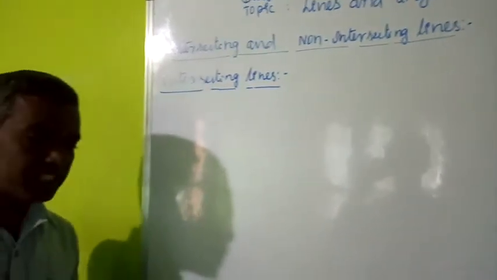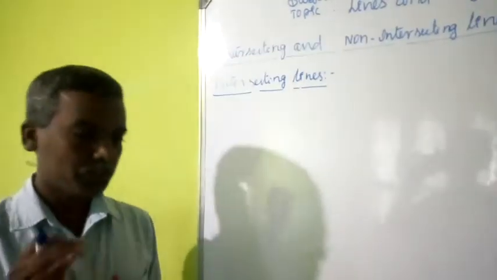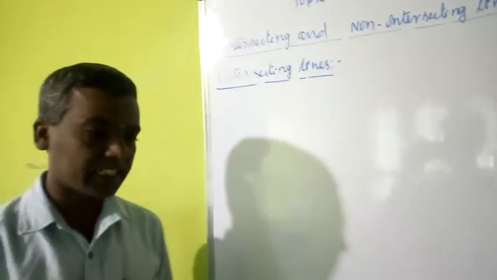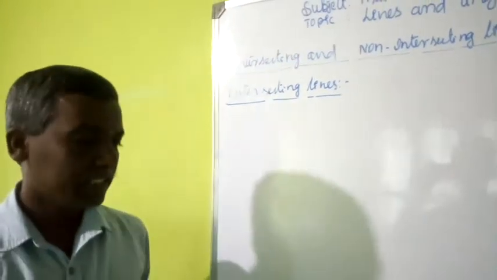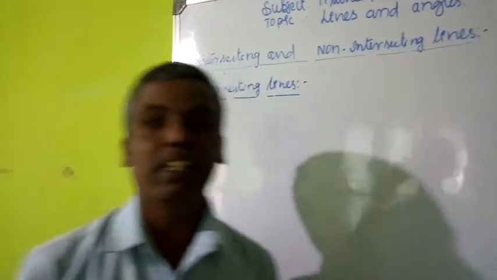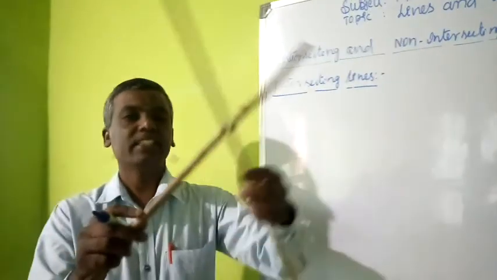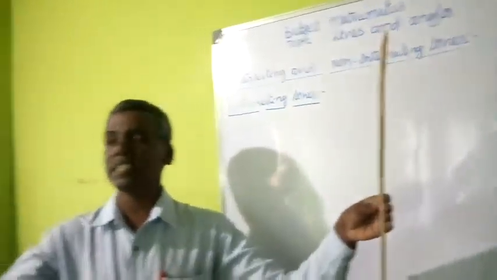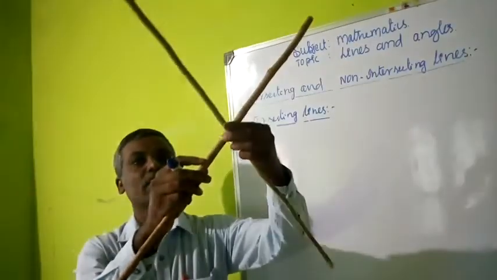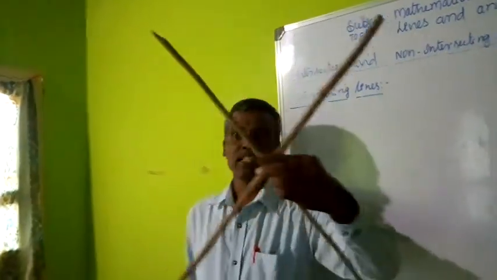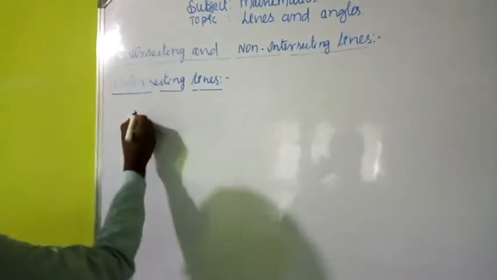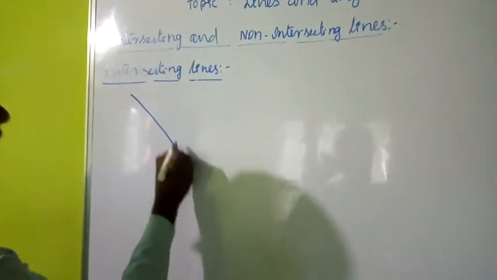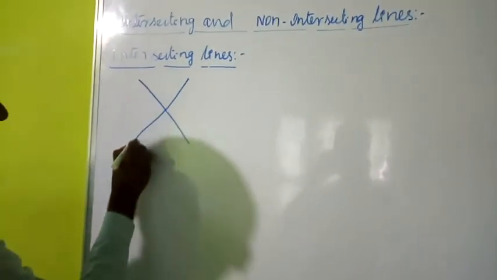The two lines which can intersect or which can pass through a common point are called intersecting lines. See students, it should be like this. Say this is one line segment, this is another line segment, so it should be intersecting at a common point. It means into mark. So such a type of lines is called intersecting lines. Okay students, so intersecting lines means two lines which can pass through a common point.